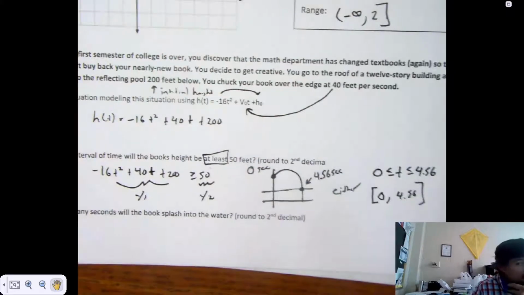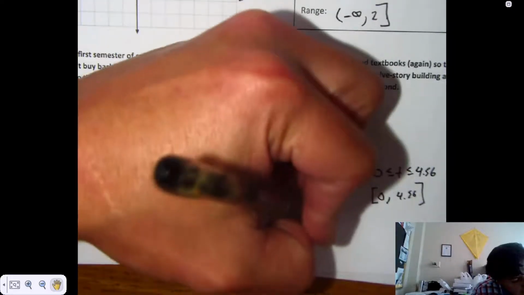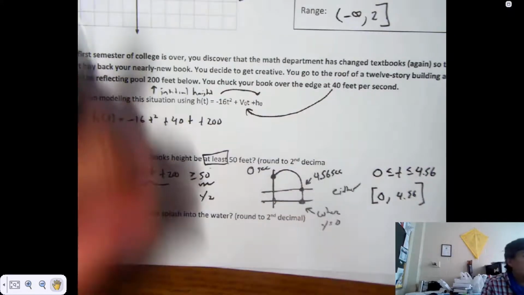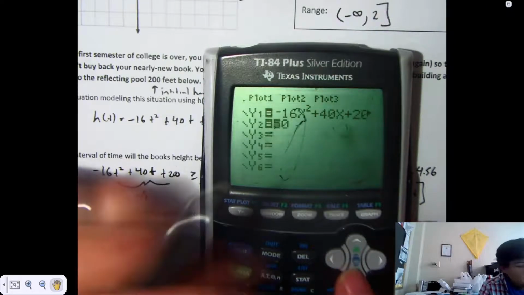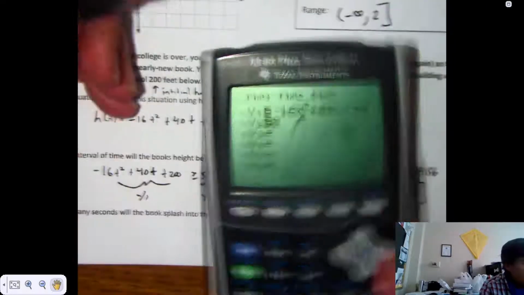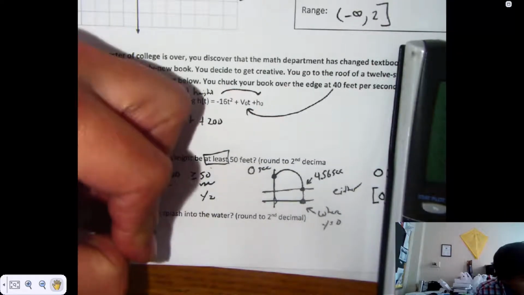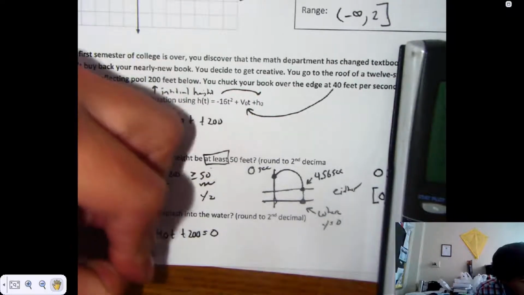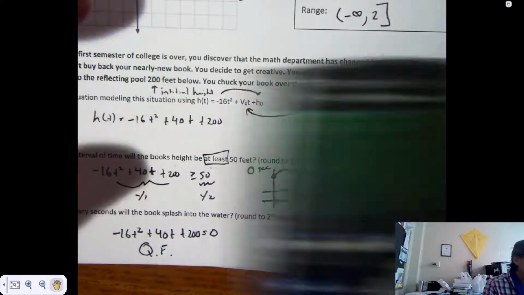After how many seconds does the book splash into the water? Well, this would be where the book splashes into the water. And if you think about this being on the XY axis, this is where y equals 0. So I'm going to go back to my TI-84, and I'm going to replace y2 with a 0. Now, I actually want to talk about by hand. We would have done the quadratic formula because it's equal to 0. That's how we would have done that problem.